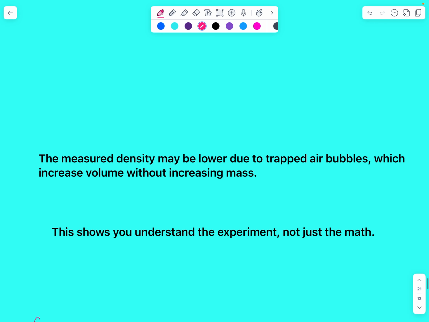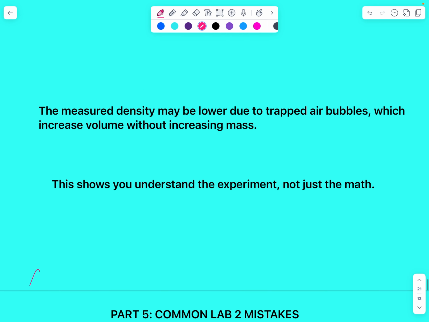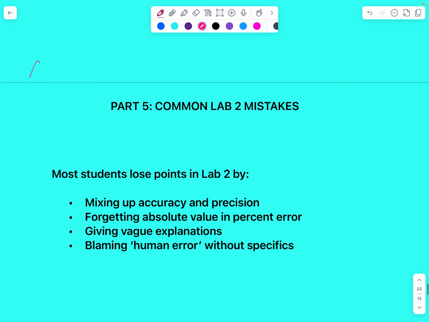Let's move on to part 5. This is just written fancier for you guys, in case my handwriting's too bad. Most students lose points in Lab 2 by mixing up accuracy and precision, forgetting absolute value in percent error, giving vague explanations, and blaming human error. That is how you tick a professor off, without specifics.